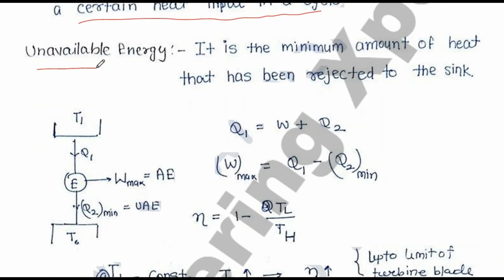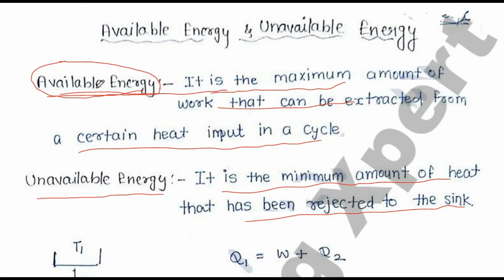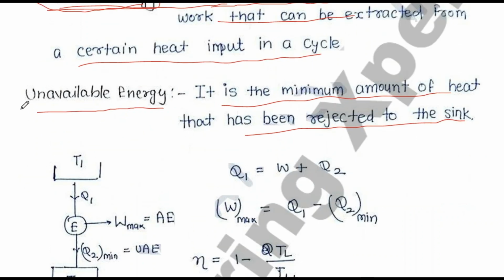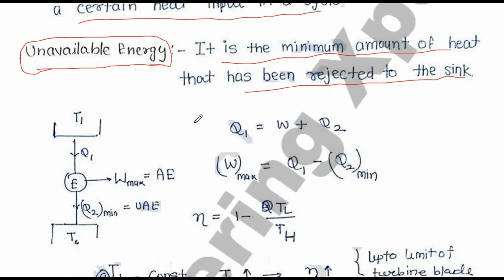And similarly, one more term is there, unavailable energy. It is a minimum amount of heat that has been rejected to the sink. So, when you have the maximum work output from a certain input, then the energy that goes to the sink, like if you already have taken the maximum work output, the left energy is unavailable energy. So that is the minimum amount of heat that should be rejected or is subtracted from the input heat. That makes the unavailable energy.